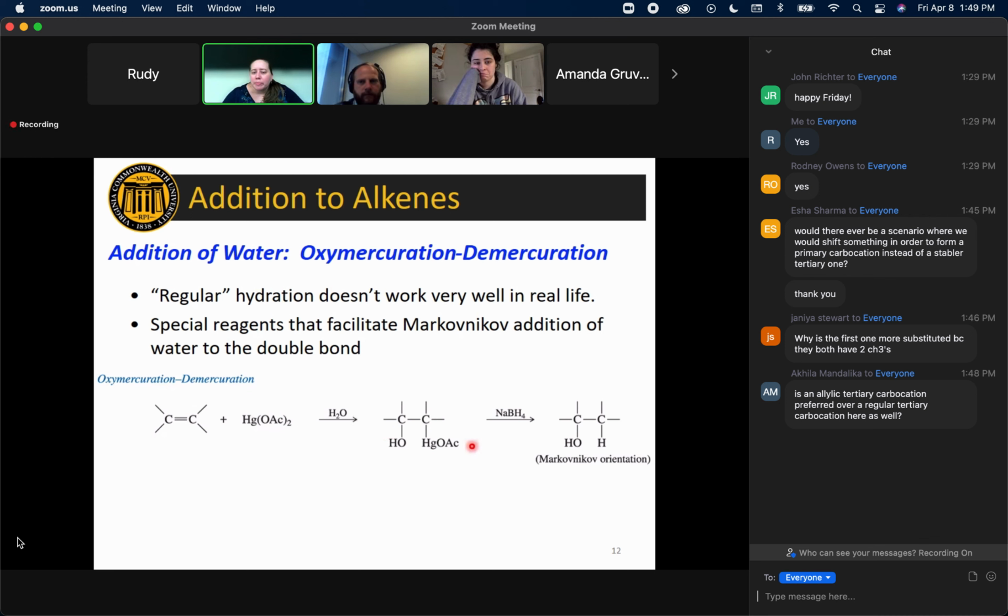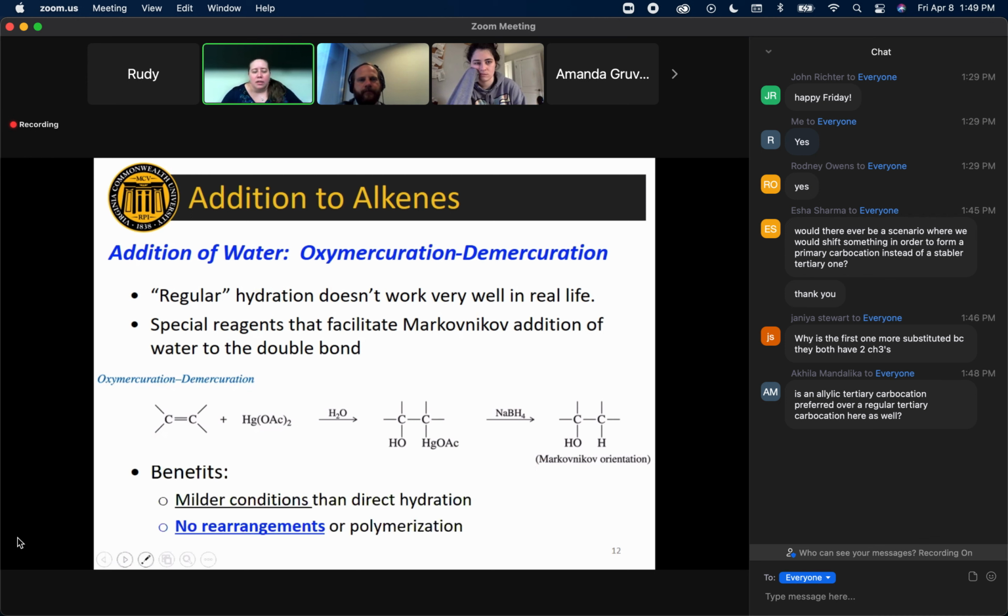And then we can replace that mercury bond with a hydrogen bond, and the end result of this approach will be a Markovnikov orientation. This is going to give us a lot of benefits. They are going to be milder conditions than doing hydration because we don't have to use sulfuric acid. And this will avoid rearrangements completely. It'll also avoid the polymerization that John asked about in the last class, which is a real problem with hydration.